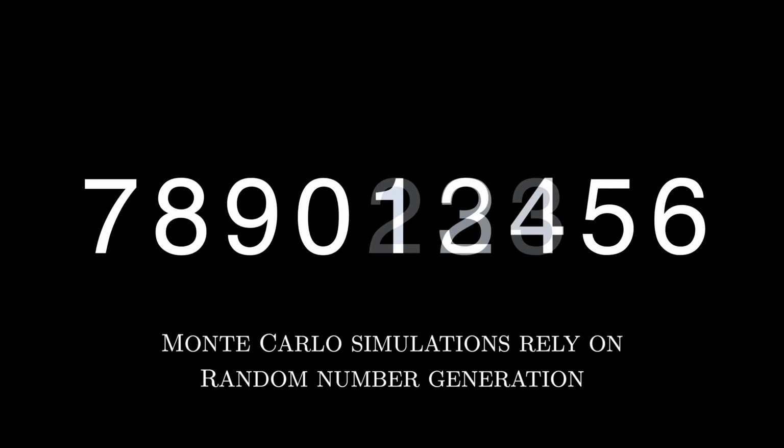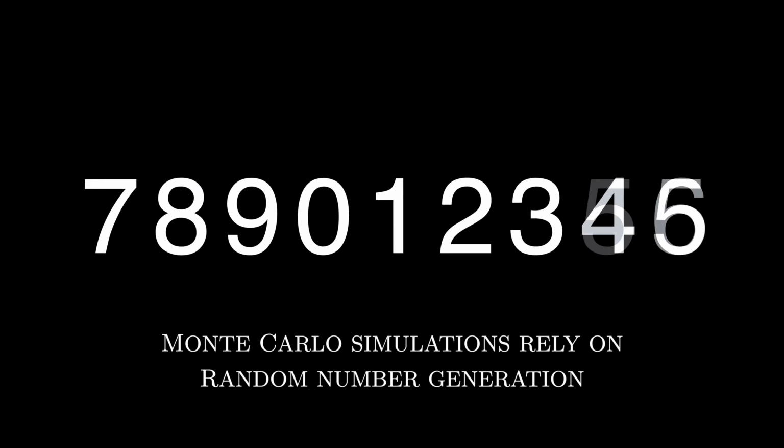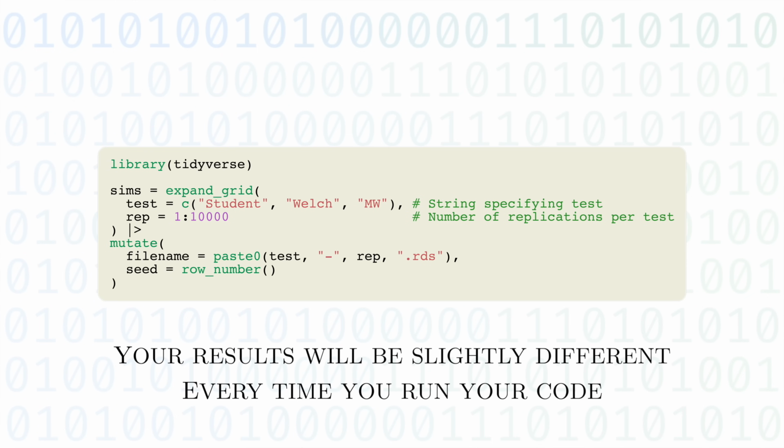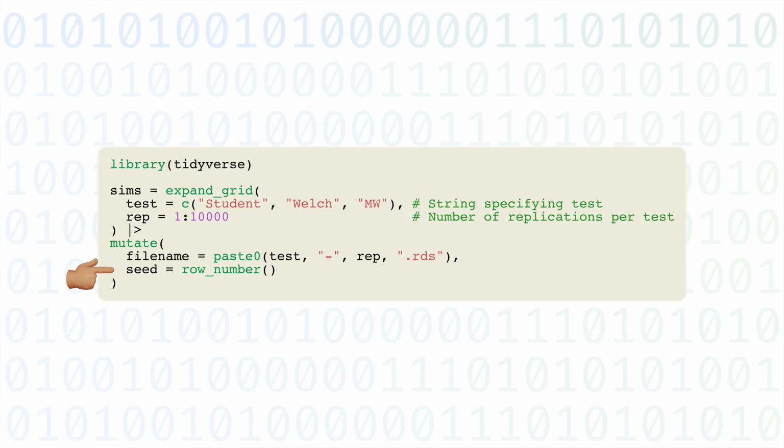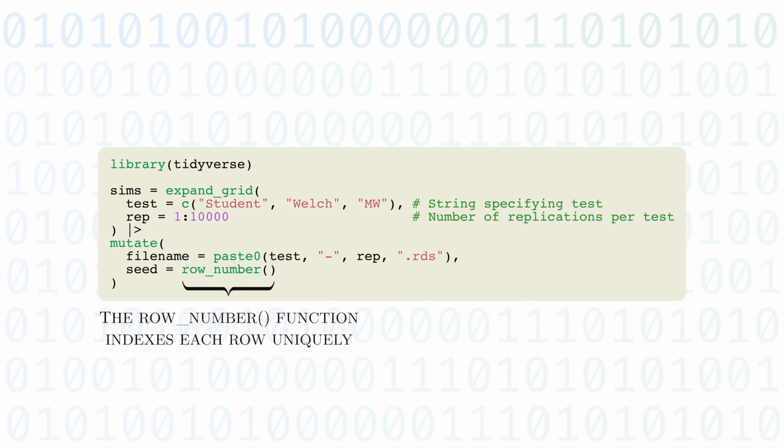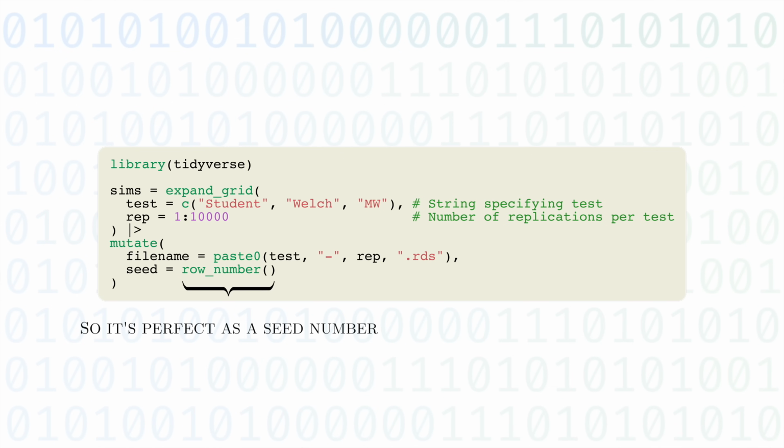Because Monte Carlo simulations rely on random number generators, we'll get a slightly different result every time we run the code. This seed will make sure that the generated data will be the same no matter how many times I run the code. I'm just going to use the row number function to index each row, and this number will act as the seed. And this is all we need to set up the simulation.